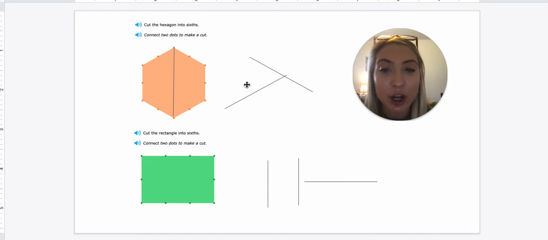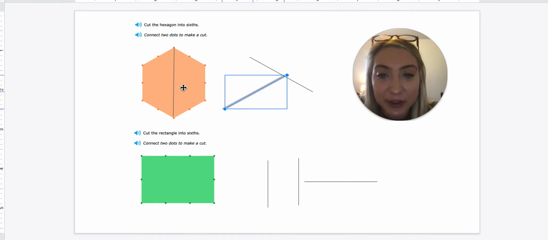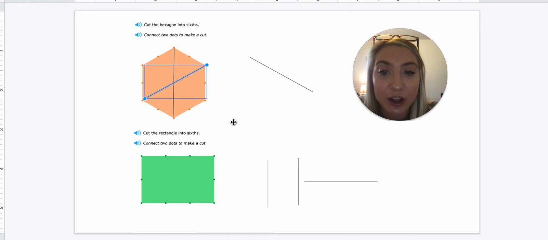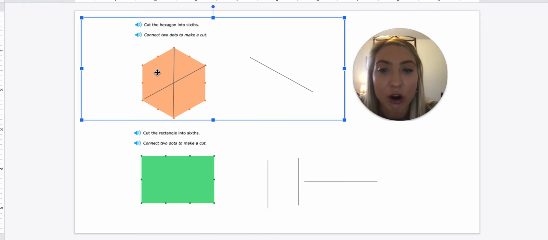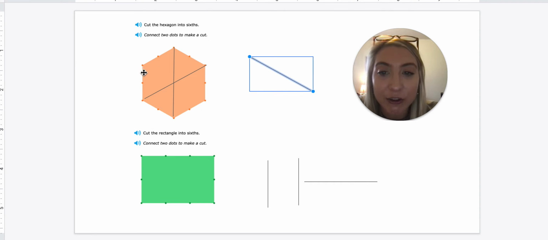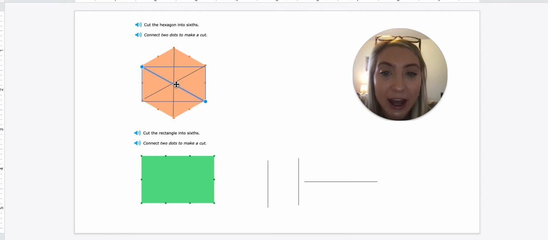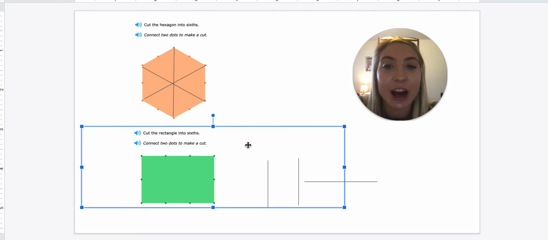So instead, I'm going to go straight with a diagonal from this corner to this corner. They're opposites. So I'm going to put this here. And again, what I do to one side, I have to do to the other side to make sure that they're all equal parts. Because right now, this is bigger than this. So again, from this dot to this dot, I'm going to connect a line. And now what I did to one side, I did to the other. Now they have equal parts.